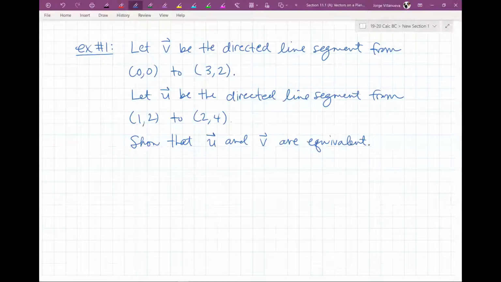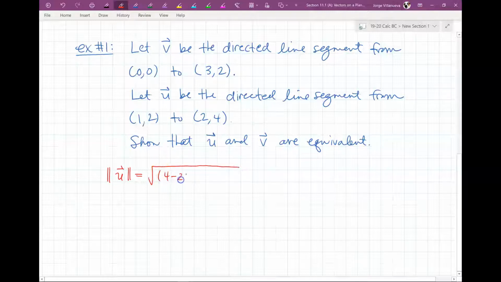Okay? To prove magnitude, I can use distance formula. So let's do that. Let's show magnitude first. So the magnitude of U. Well, we're going to do 2 minus 1 squared plus 4 minus 2 squared.